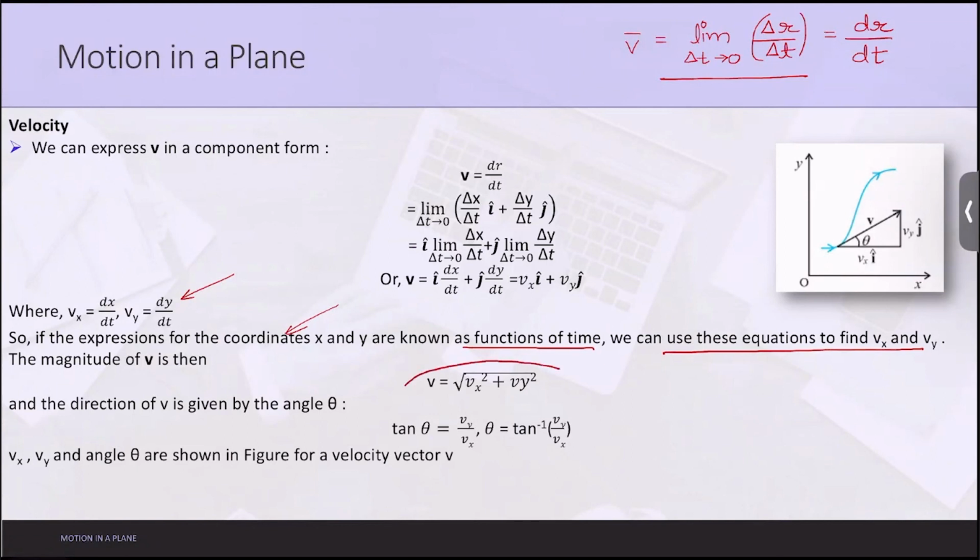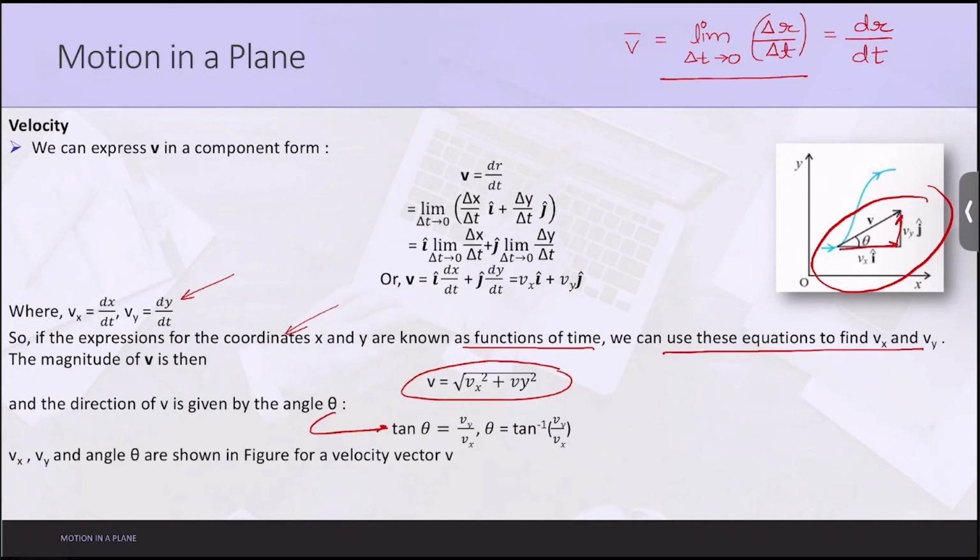Finally, if you know the value of vx and vy, what will be the velocity? Velocity will be nothing but under root of vx square plus vy square. Quite evident, as you can see from this expression also. So these are nothing but your components only. One is in x direction, one is in y direction. Okay, and the direction of v is given by the angle theta.